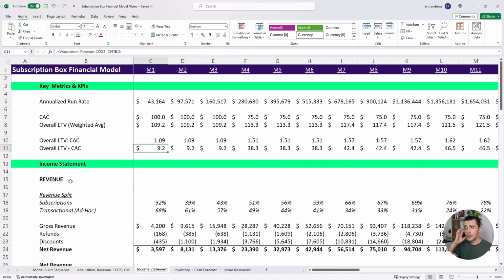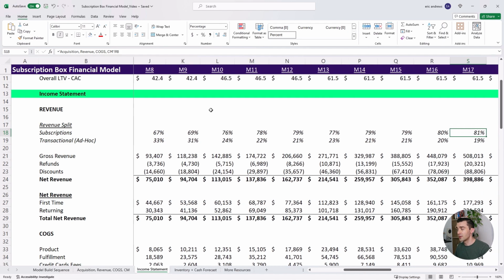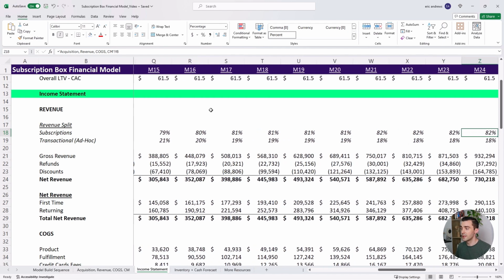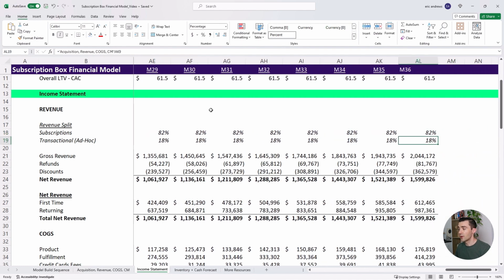So let's dive into how I would present the income statement. Again, we are just pulling in all of the metrics that we built in part 1. You can see that our revenue split in the beginning is only 32% subscriptions and 68% ad hoc. But if you're a subscription box business, you want all of your customers to be subscription customers. So we want the subscription percent to be going up. You see here that it's going up and up, and it eventually gets to over 80% of our revenue being driven by subscriptions. Now, this should be the goal of your business if you're running something like this.